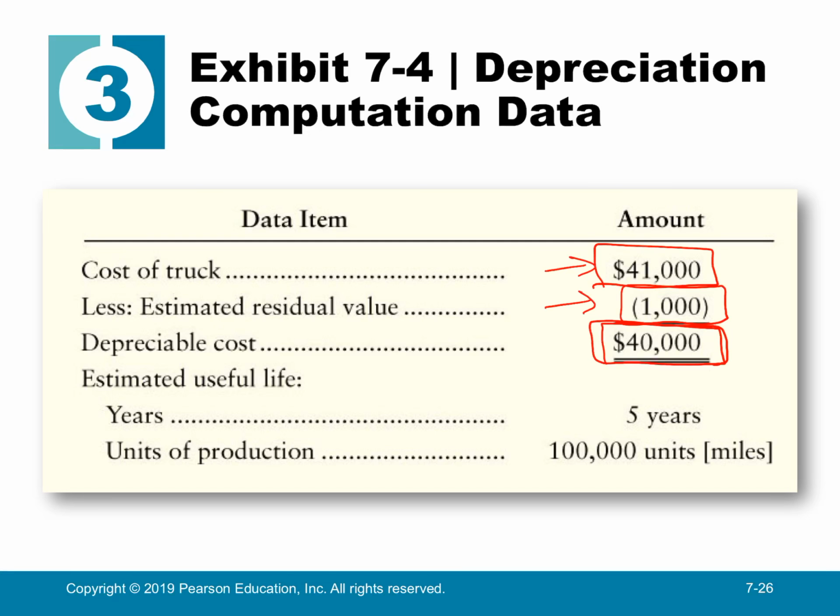One estimate is that this truck will last 5 years in our business. The other estimate is that it will run for 100,000 miles before it reaches the end of its useful life, right? So in this case, our units are going to be miles. These units can be whatever you want them to be, whatever makes sense. But for a car or truck, miles is usually a good example of units. For a piece of machinery, it might be hours or something like that, hours of usage.